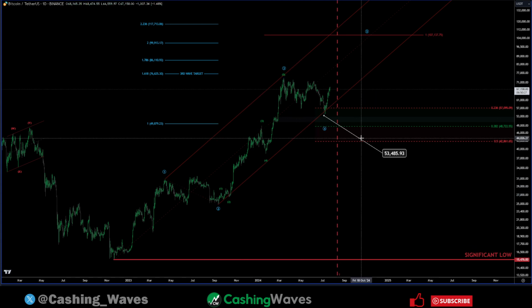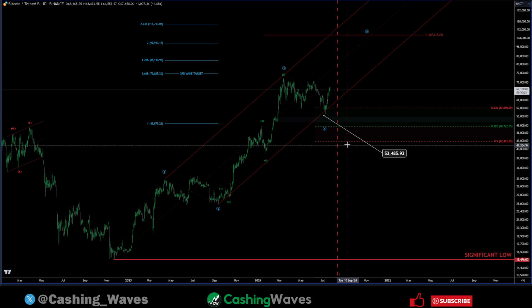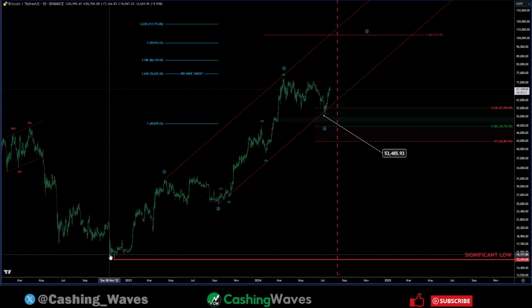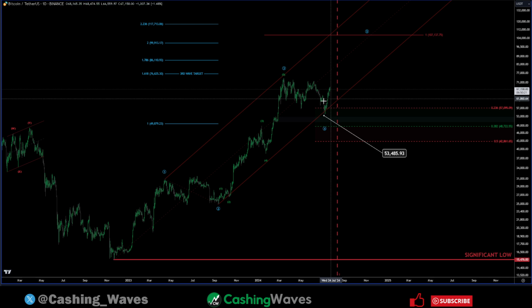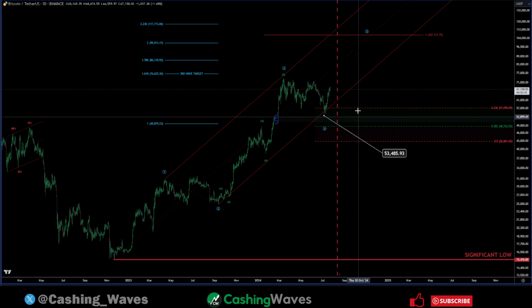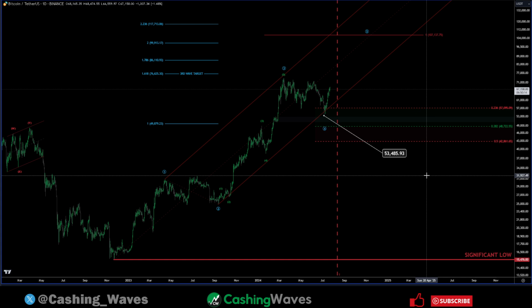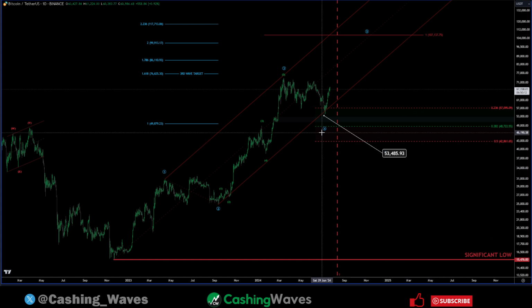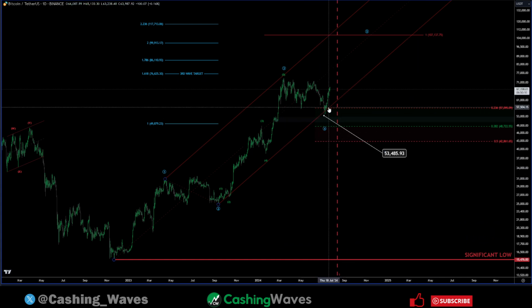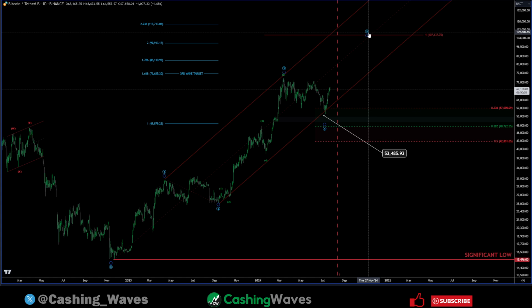Now for our fourth wave, we look between the 236 and the 50. You can see we came to the edge of our pitchfork of wave 1 off wave 2, and we found support. Now in order to keep this trend intact, we need to hold above 53,485.93. And we're going to be looking for 5-wave moves, which indicate continuation of the trend.